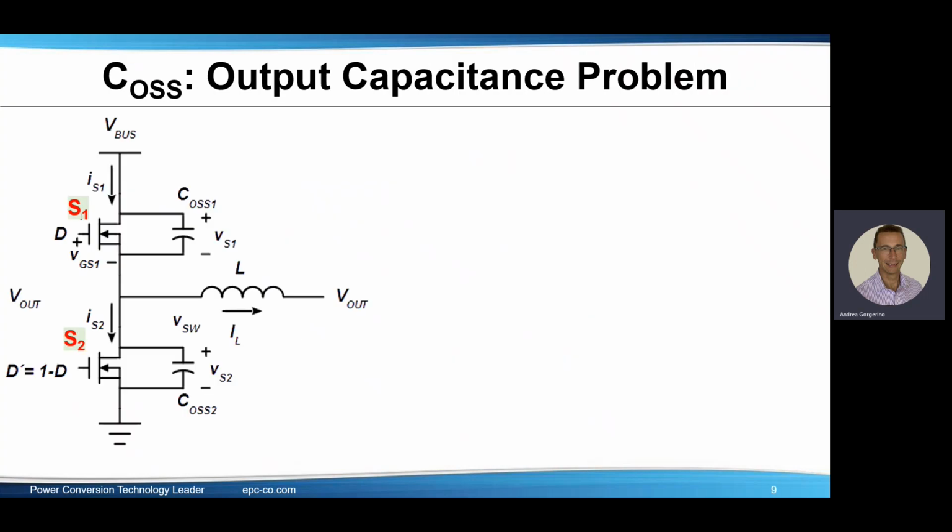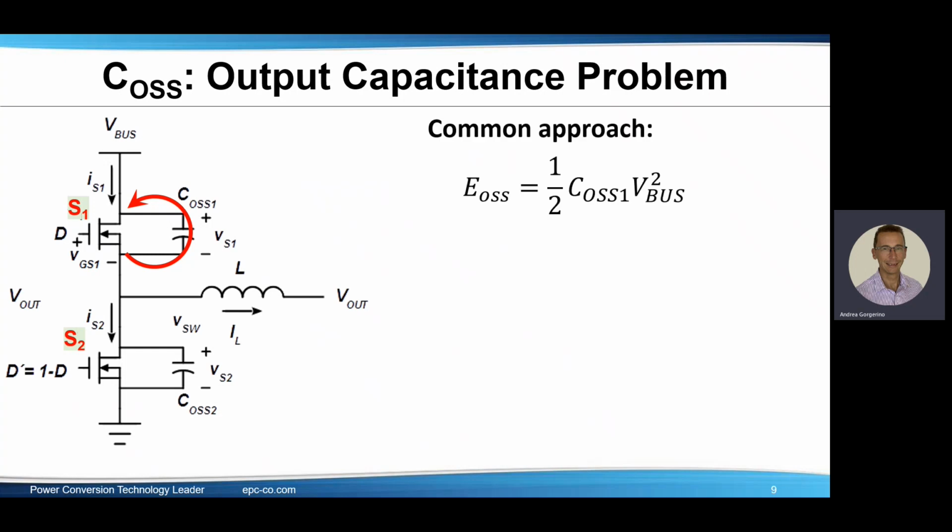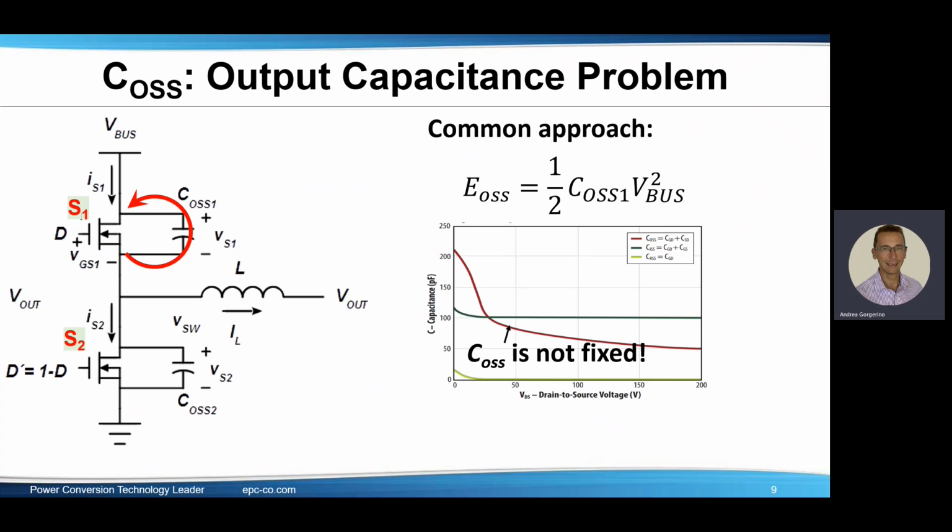So the COSS is affecting when S1 turns on. You can see here when it turns on, S1 is basically discharging COSS1, and all that energy is lost in heat. We normally calculate that energy as one half of COSS1 times VBUS squared. This is a common equation used. Now the problem with this equation is that COSS is not fixed. And so which value do we use for COSS1?